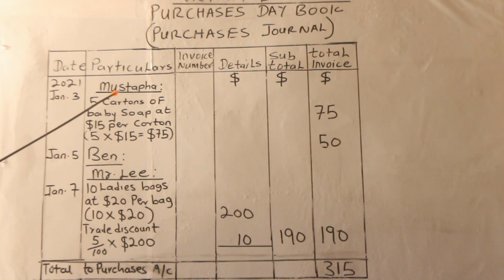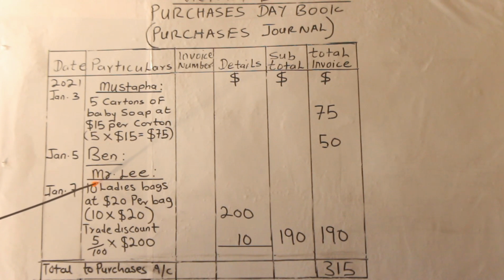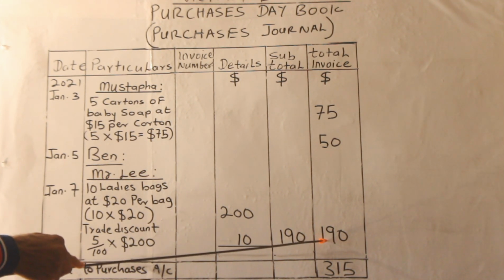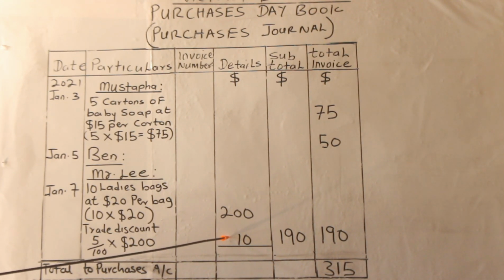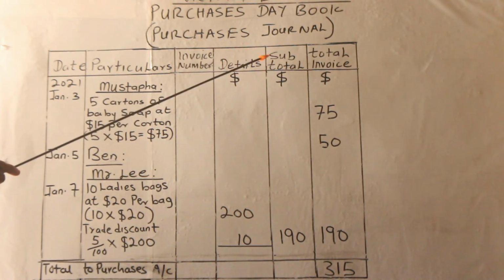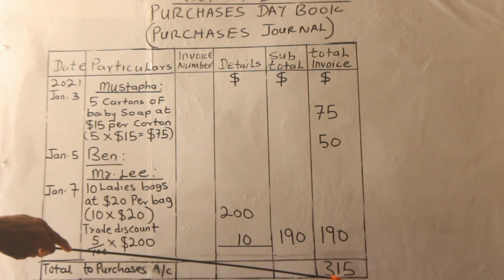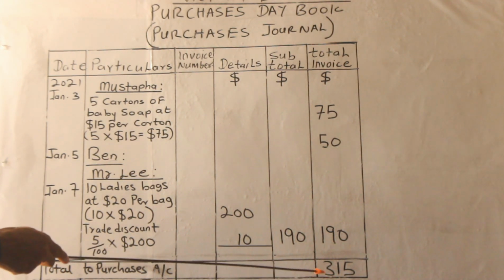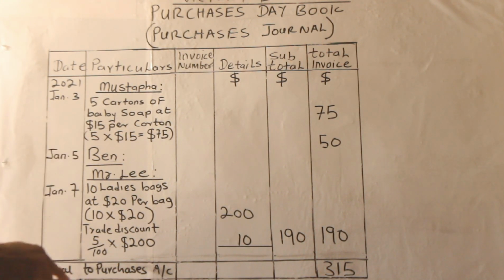On a separate note, individual accounts will be opened for Mustapha and credited with $75. Individual accounts will be opened for Ben and credited with $50. An individual account will be opened for Mr. Lee and credited with $190. The trade discount does not appear in the ledger as this represents a discount on the catalog price of goods purchased on credit. In summary, the purpose of preparing the purchases daybook is to obtain the total goods purchased on credit, which will be debited to the purchases account. And thereafter, the individual suppliers that we purchased the goods from will be credited respectively.